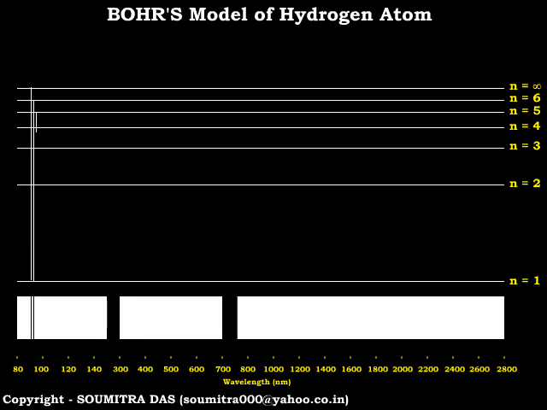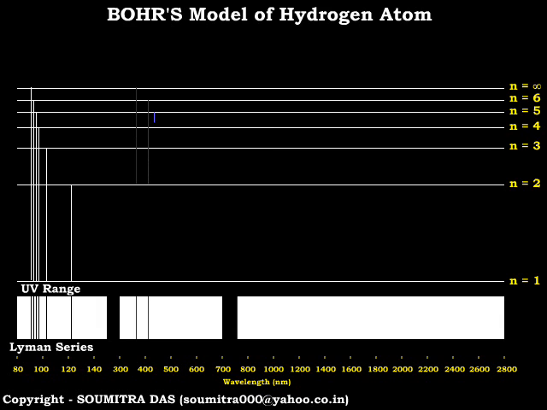Now, when the electron drops back to the lowest level, where n equal to 1, the wavelength is approximately from 90 nanometers to 120 nanometers. This falls in the UV range of the spectrum and is called the Lyman series.